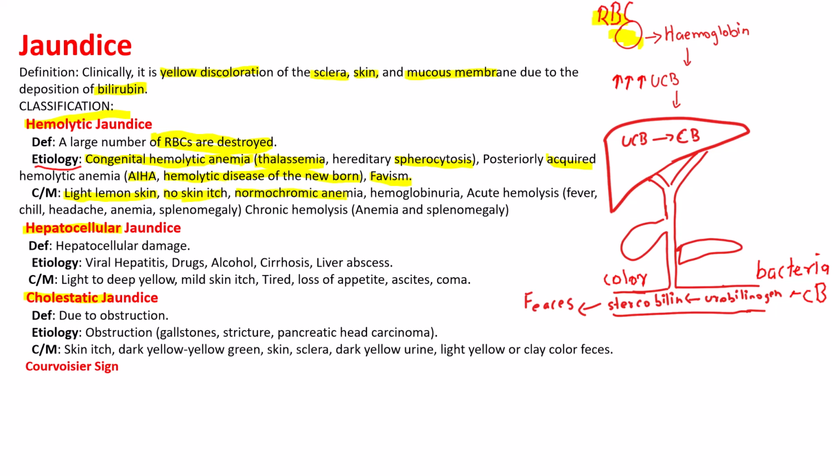Normochromic anemia means the... actually, let me show you. Our red blood cells are dark in the surrounding area, and in the middle they are a little lighter in color, and this is normochromic, which means this is normal. In hypochromic or hyperchromic, the light region in the middle gets changed.